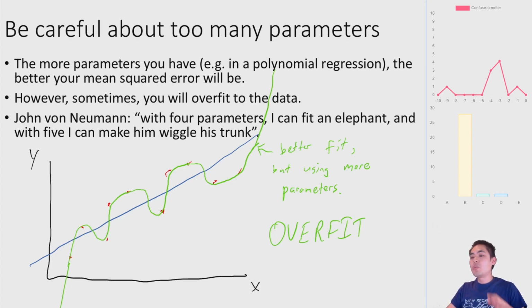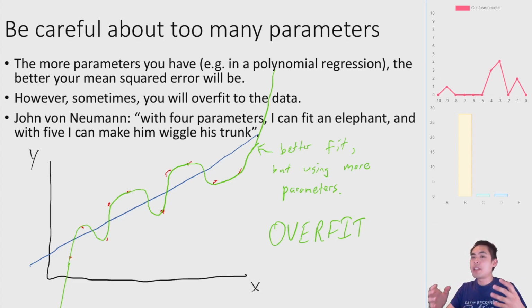Now, remember, when we were talking about models, we want models that are good at predicting new data. But of course, we don't necessarily have new data. And so we have to fit to our existing data. But if you fit too well to your existing data, it turns out then you actually can't predict anything.